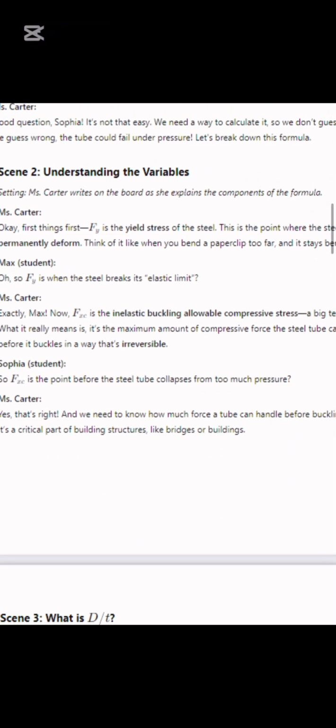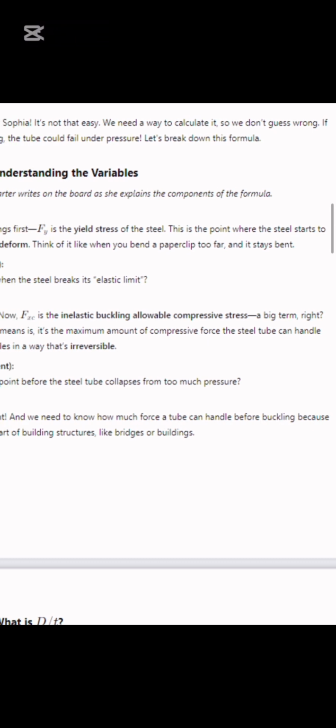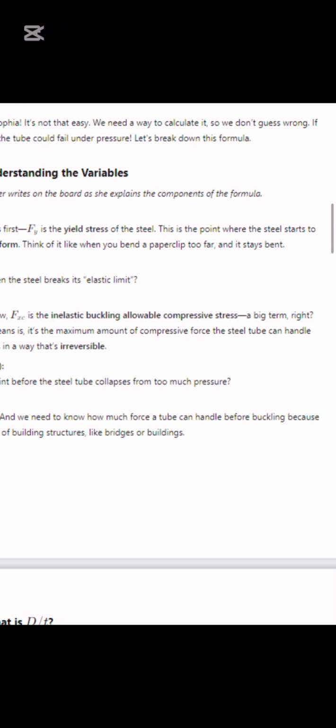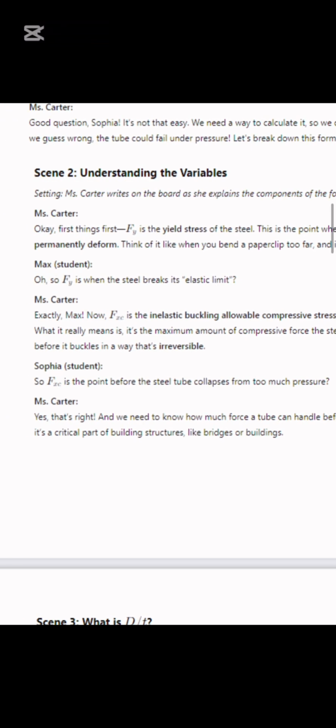Okay, first things first. Fy is the yield stress of the material, the point where the steel starts to permanently deform. Think of it like when you bend a paper clip too far and it stays bent. Oh, so Fy is the stress where the steel breaks its elastic limit. Exactly, Max. Fy is when the steel breaks its elastic limit.